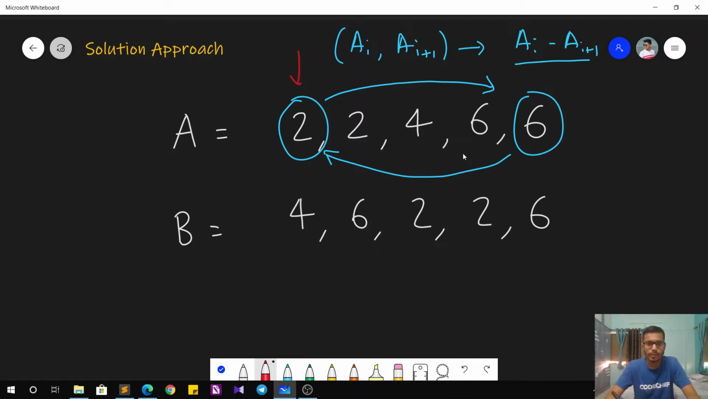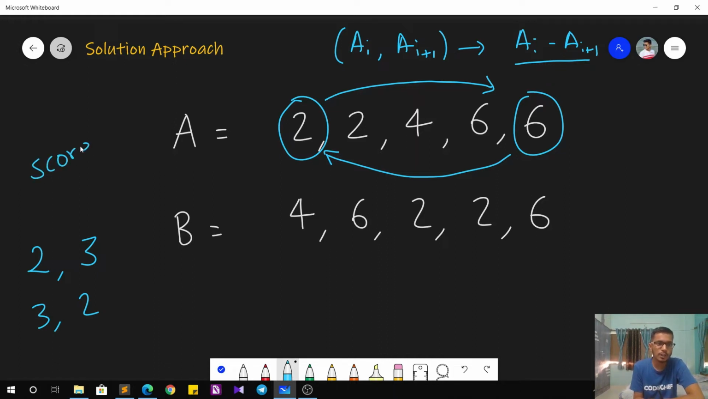This will be more clear if you take just a small example of two elements, because whatever moves you do, they're exactly reversible. So let's say you have two elements, 2 and 3. You decide to swap these two consecutive elements, so it will become 3, 2. And how much score did you get? Your score has now become 2 minus 3, that is minus 1. What if you again decide to swap them?